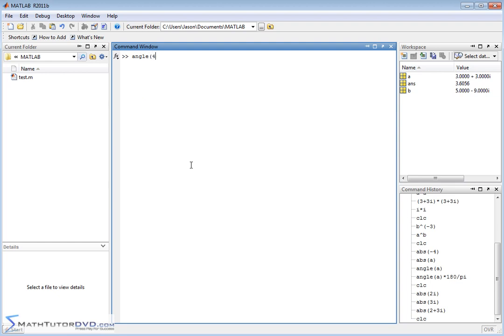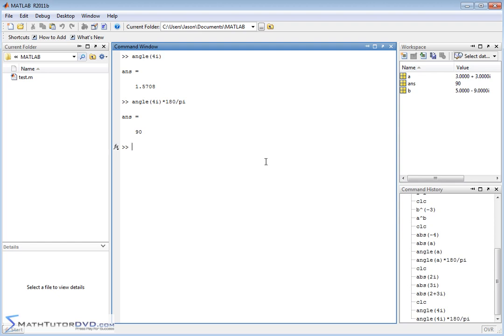If you have a pure imaginary number, there's no real part to it. It's just imaginary, so the real part is 0. The imaginary part is straight up and down on the imaginary axis. So the angle for something like this is always going to be 90 degrees, or pi over 2 radians. And if you didn't believe me, you could just multiply by 180 over pi, which is our conversion factor, and that's 90 degrees.